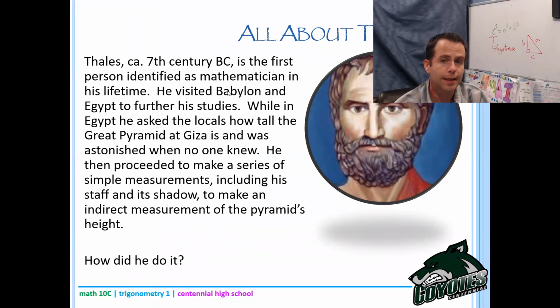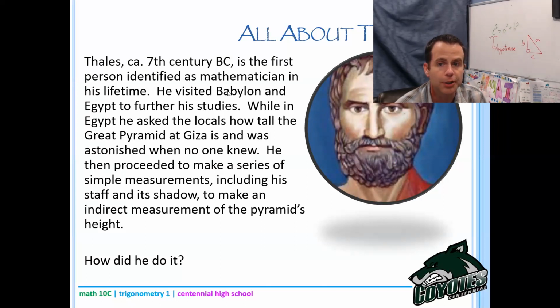All right, Thales, sorry. Before I started this slide, I thought to myself, I need to hear how this is properly pronounced. It's Thales, I looked it up. So this dude named Thales in 7th century BC is the first person identified as a mathematician in his lifetime. He visited Babylon and Egypt to further his studies.